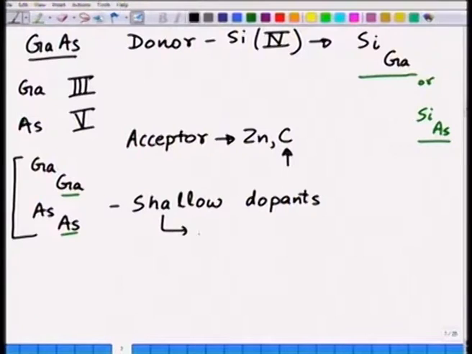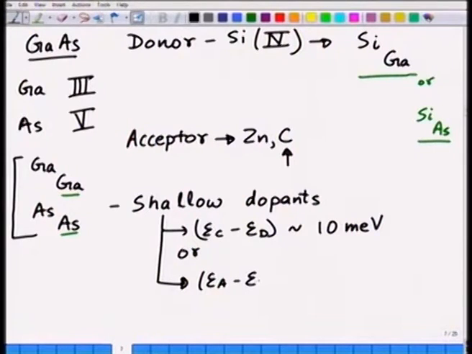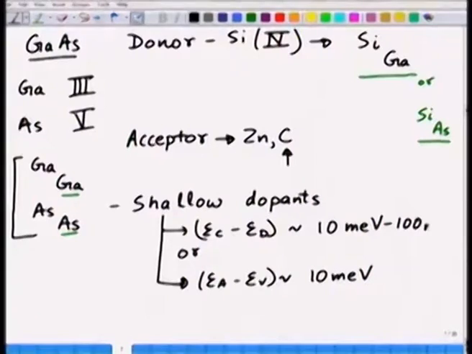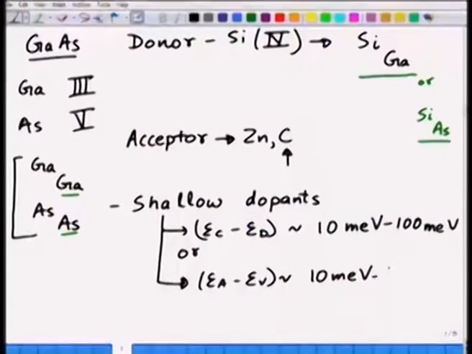Meaning thereby that if it is a donor, then EC minus ED is very small, on the order of 10 millielectron volts, something like that, maybe 30 millielectron volts, maybe even 100 millielectron volts, but that is shallow. And if it is an acceptor, then EA minus EV is 10 millielectron volts or so, maybe even 100 millielectron volts, in that range, 10 to 100 if you wish.